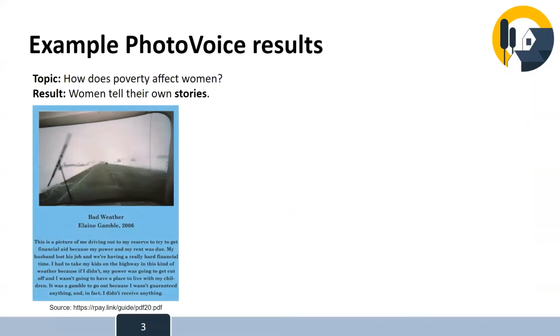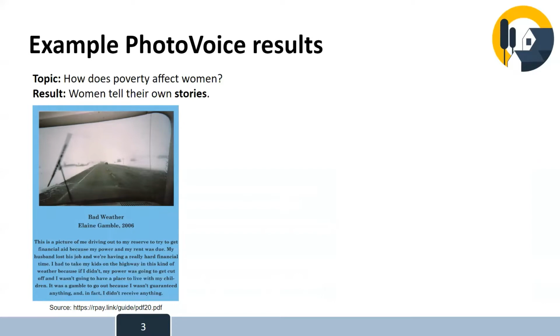In this first example, the question was, how does poverty affect women? The participants in this Photo Voice project were women living on a Native American reservation in the United States. So here's a photograph taken from within a car in terrible weather outside. It's snowing and it's very bad weather.